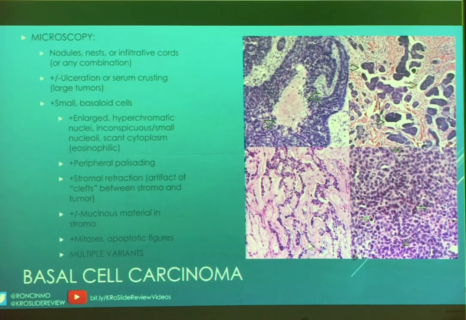Stromal retraction or cleft artifact is also very common, so that's what the top right picture is showing you with the open arrows. You may or may not see mucinous material in the stroma. We actually saw that in both cases. You will see mitotic figures. You will see apoptotic figures as well. Multiple variants. So what does multiple variants mean? It's in your handout.